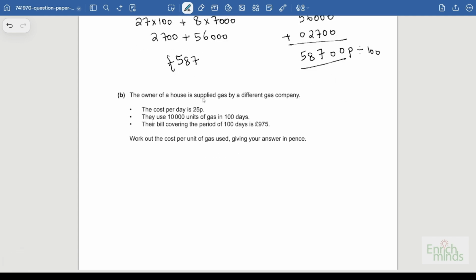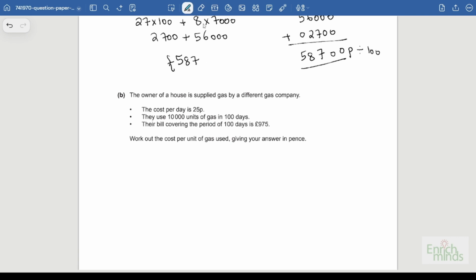The owner of a house is supplied gas by a different gas company. The cost per day is 25p. They use 10,000 units of gas in 100 days. Their bill covering the period of 100 days is 975 pounds. Work out the cost per unit of gas used, giving your answer in pence.